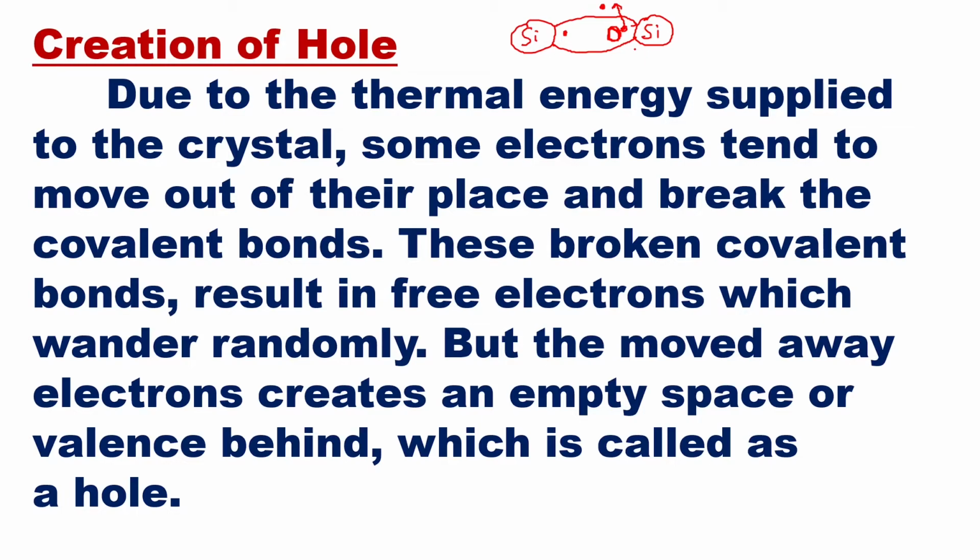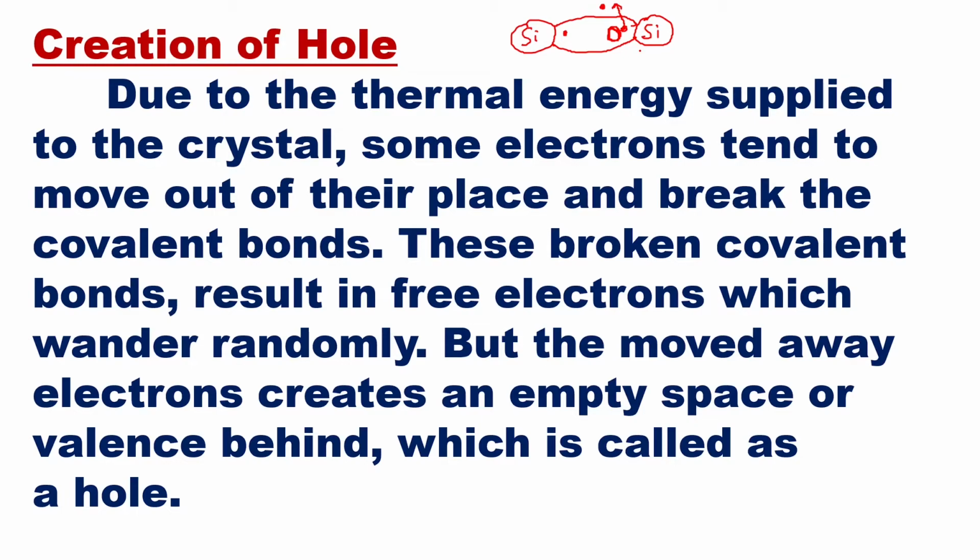Creation of a hole: due to the thermal energy supplied to the crystal, some electrons tend to move out of their place and break the covalent bond. The covalent bond of 2 valence electrons will break. These broken covalent bonds result in free electrons which wander randomly. They become free and come out. They should be properly used for a flow of current.